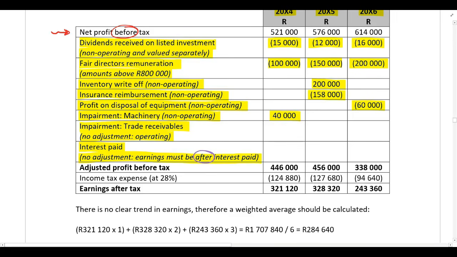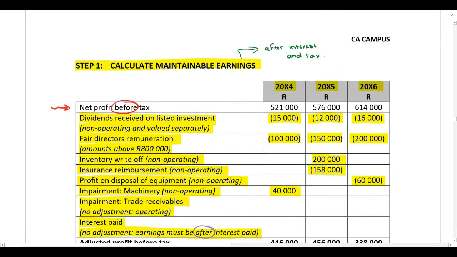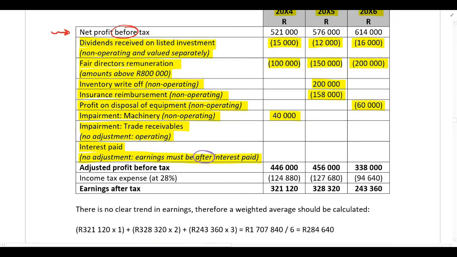All right, so we then have our adjusted profit before tax. However, we know that not only are my earnings after interest, but it must also be after tax. So I'm now just going to deduct tax at a rate of 28% for all of the years so that I can get my earnings after tax.